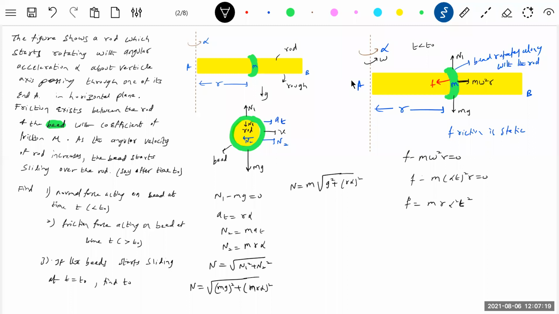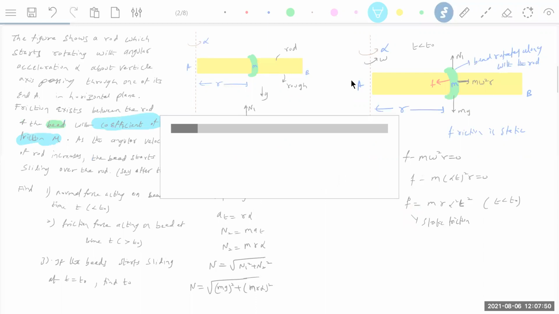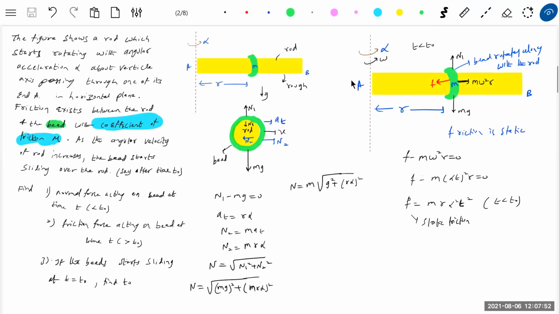Now with time, what should happen to static friction? As t increases, static friction also increases. What is the maximum permitted? Maximum permitted is mu N, because we have mu. He has given mu, he has defined mu. So the friction between the bead and the rod will keep on increasing. Then at one instant, when that becomes equal to limiting, it starts slipping.